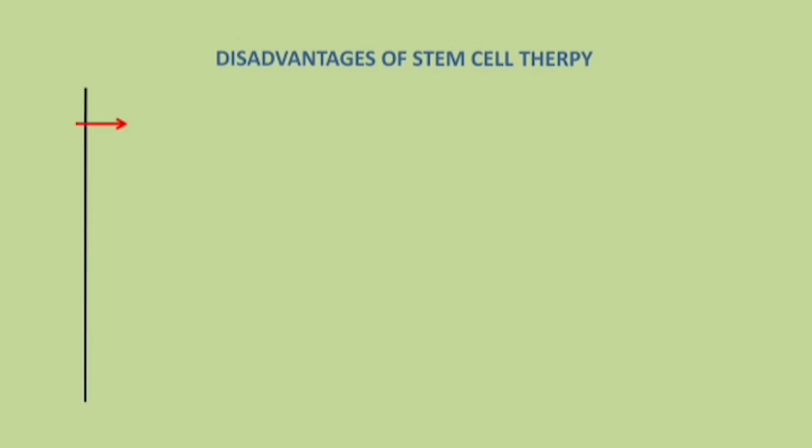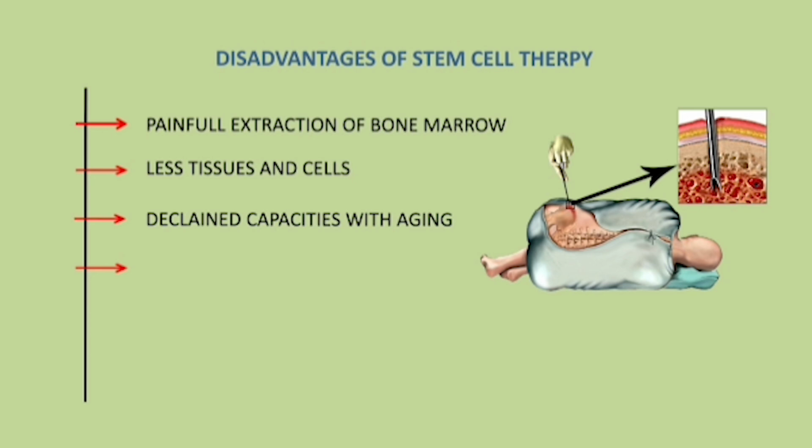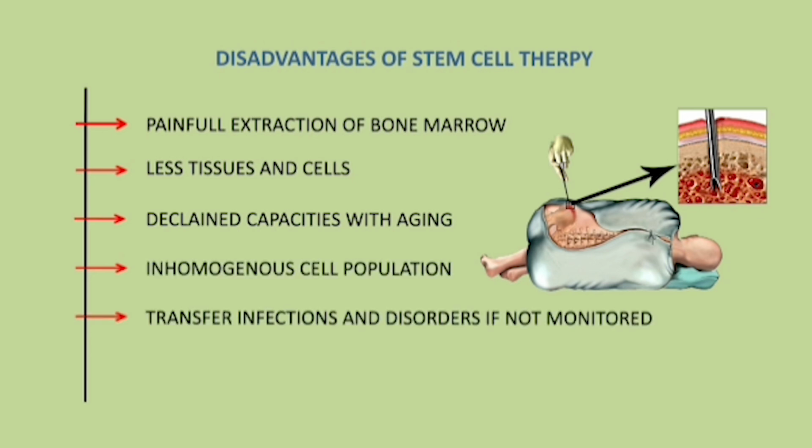Disadvantages of stem cell therapy. There are few disadvantages in stem cell therapy, such as extraction of bone marrow causes severe pain. Only fewer amounts of tissues and cells can be obtained. The proliferative and differentiation capacity of stem cells declines with aging. The inhomogeneous cell population potentially can transfer infections and disorders when the cells are not monitored properly. Stem cells are one-time sources, and universal donors are not available.